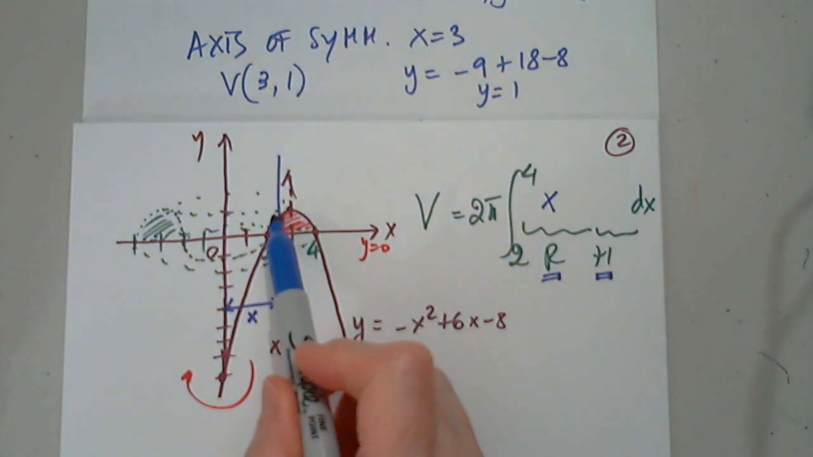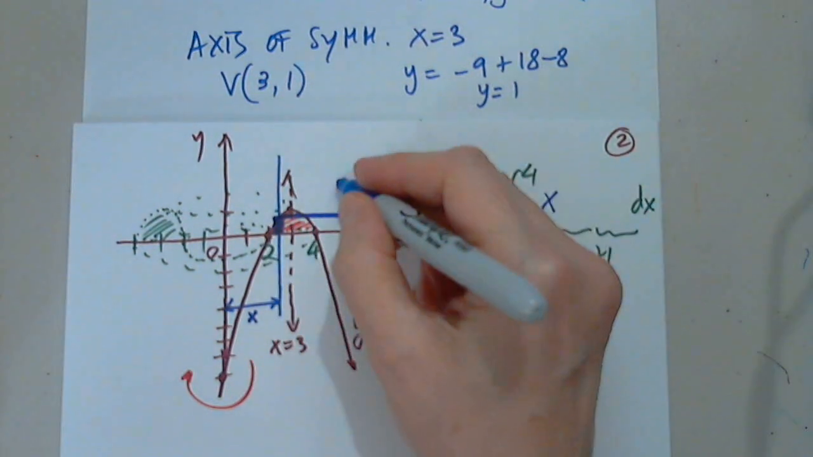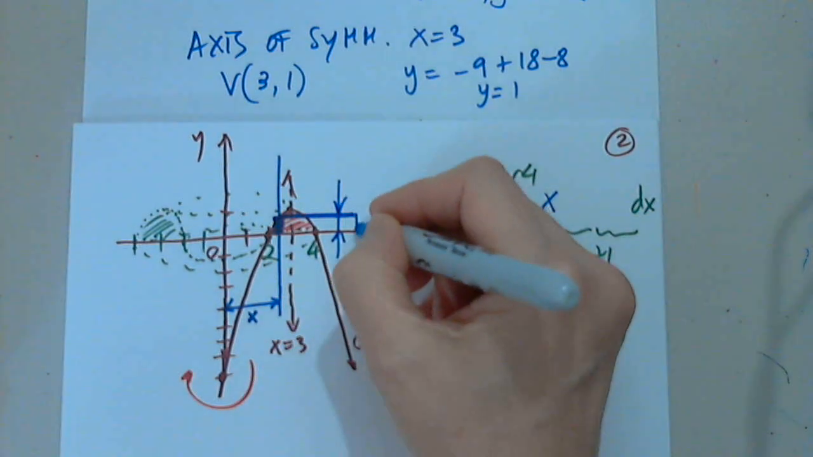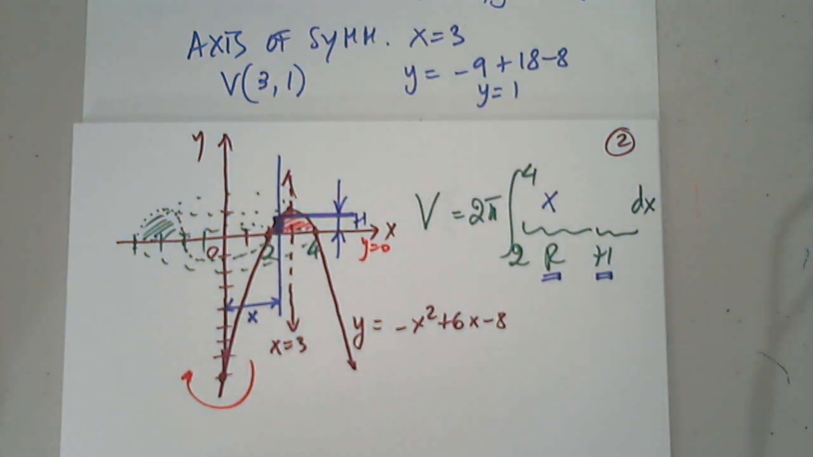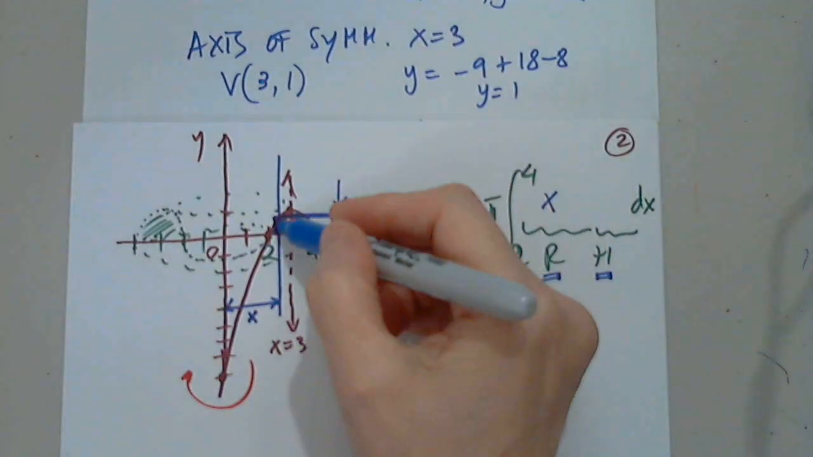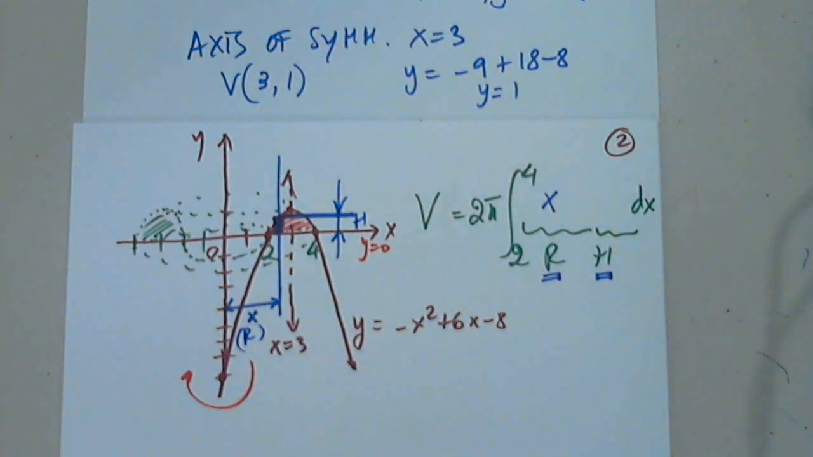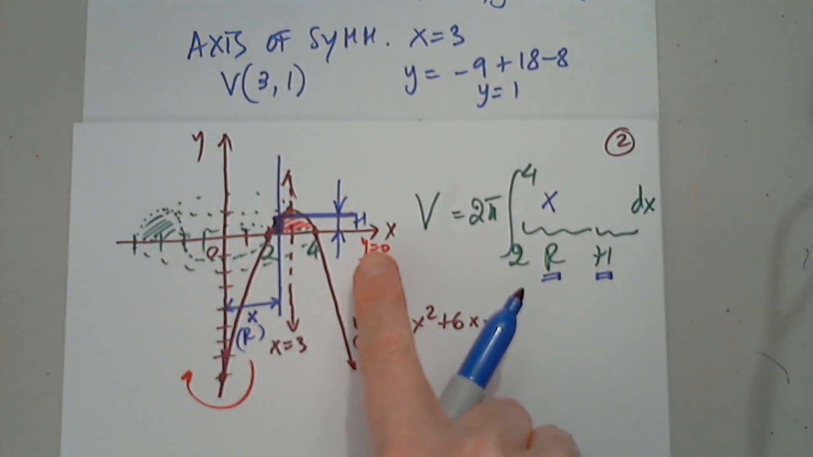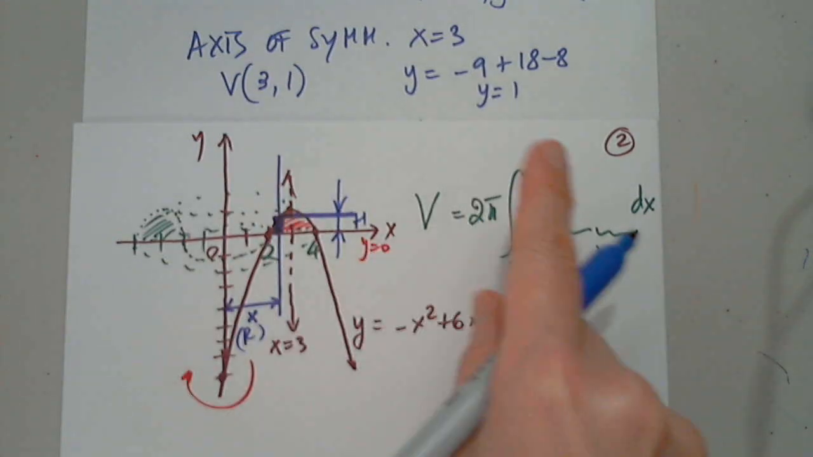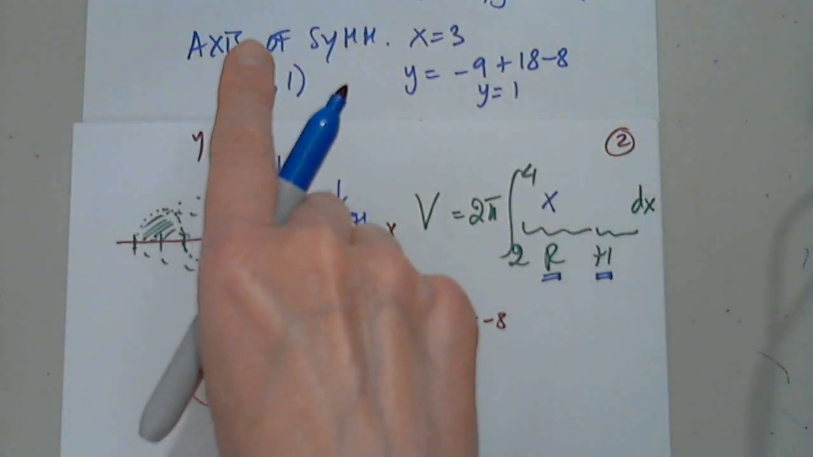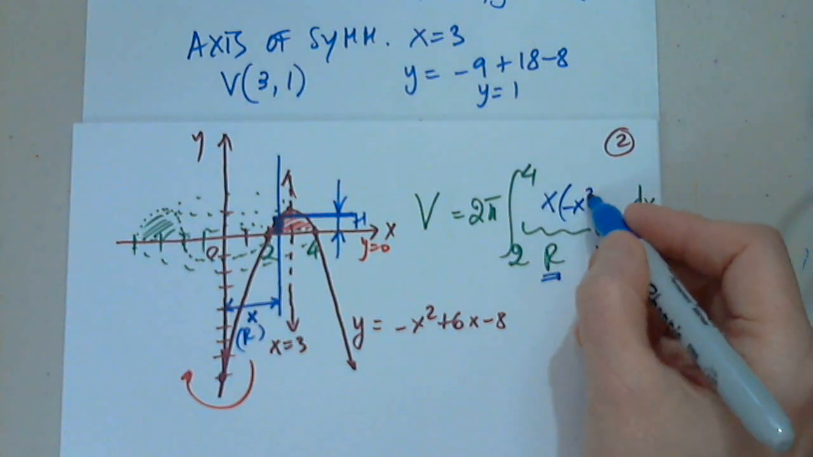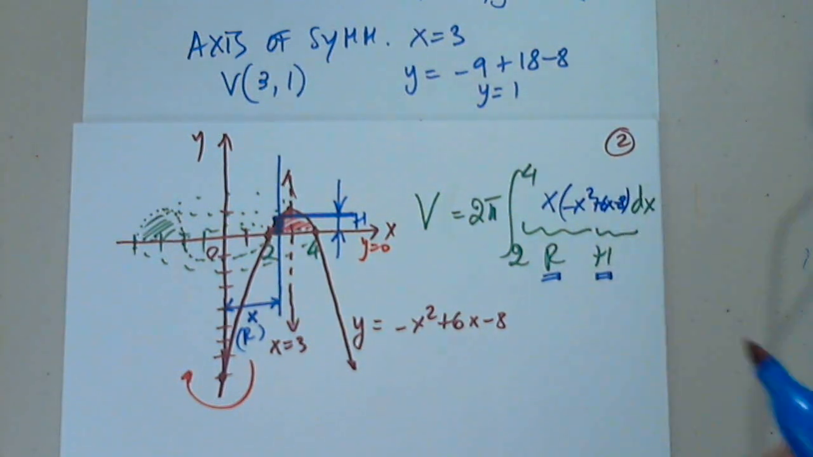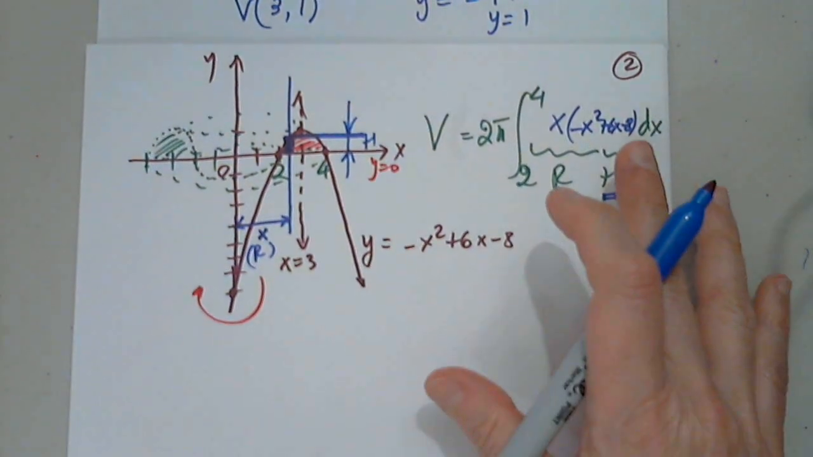Now I need to determine the height. The height of the piece that we have here. So this is the radius, nothing else. Okay, well, what is the height? It's the y value. What is the y value? Well, the y value is negative x squared plus 6x minus 8. I'm going to write it from scratch.